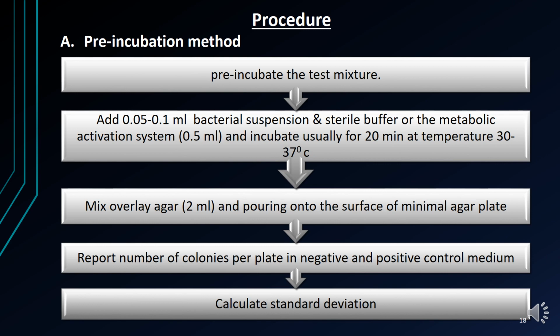After that, it is also incubated, and the number of revertant colonies generated per plate on the negative and positive control media are compared, and at the end, the standard deviation should be calculated. Here also the same principle applies: if the revertant colonies generated on the positive control medium are more as compared to the negative control medium, it indicates that the chemical has mutagenic potential, and if the vice versa case is observed, then we can say that the chemical does not have mutagenic potential.